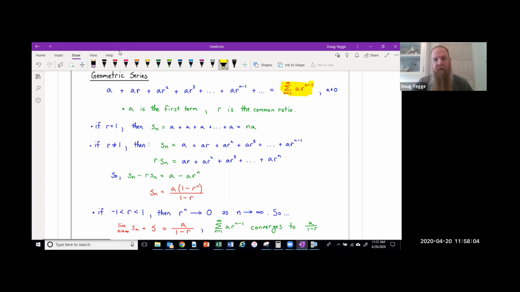Now, more specifically, keep in mind that for a series, n is the only variable. So for example, you might see the sum from n equals 1 to infinity of 2, which would be a, times 1/3 to the n minus 1. That would be a geometric series.